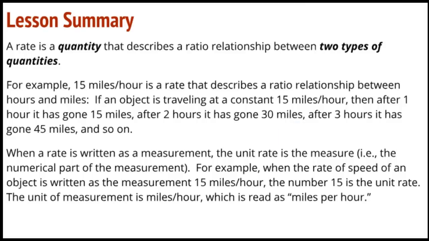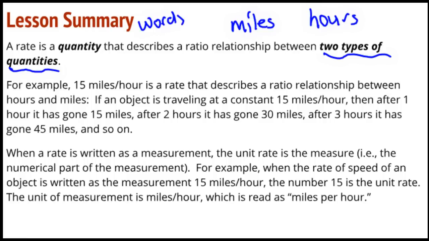All right, so a rate is a quantity that describes a ratio relationship between 2 types of quantities. So in the examples that we've looked at today, we were comparing miles and hours. These are 2 different types of units, but we are comparing them together to make a rate. We're using a ratio relationship and making a rate out of these. We were also looking at words and minutes. These are 2 different things that we're counting here, but we are comparing them.